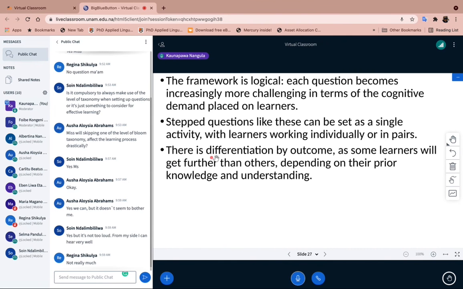And then there is differentiation by outcome, as some of the learners will get further than others, depending on their prior knowledge and understanding. So that is to say, as Ausha has asked, will skipping some of the Bloom's taxonomy levels affect the learning process drastically? It depends on what the learners already know. What skills do they already know? And I think if we look at the different objectives and different skills within the lesson, that's going to make so much more sense.